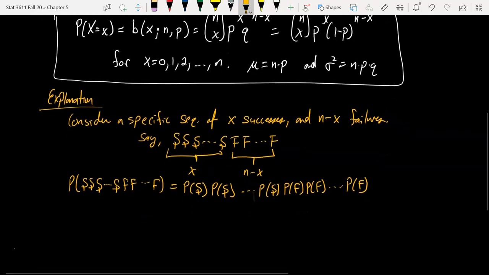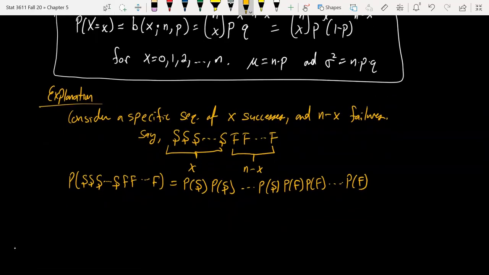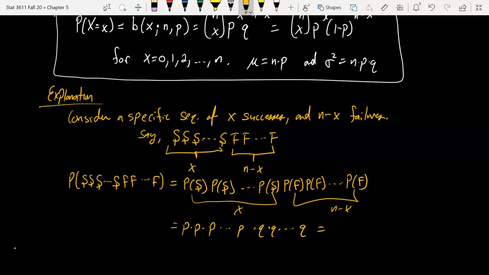Well, if the probability of success doesn't change, and there are x of these success probabilities and n minus x of these, this is just going to be equal to p times p times p times p, and then times q, and so on, times q. And there's x of them, so that's going to be p to the x power, and then q to the n minus x power. All right.